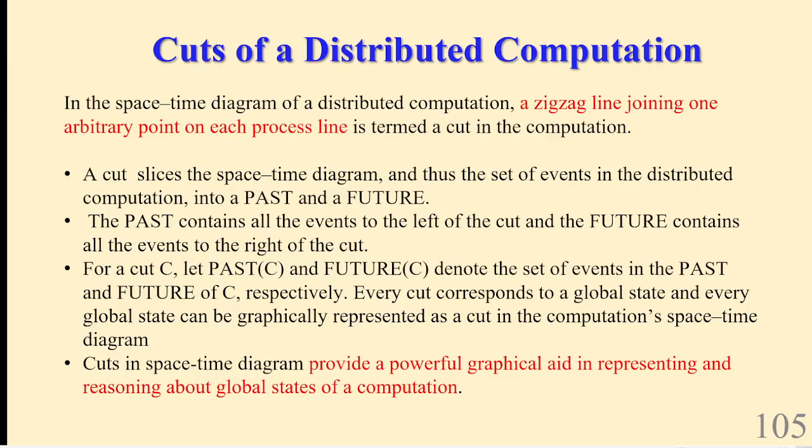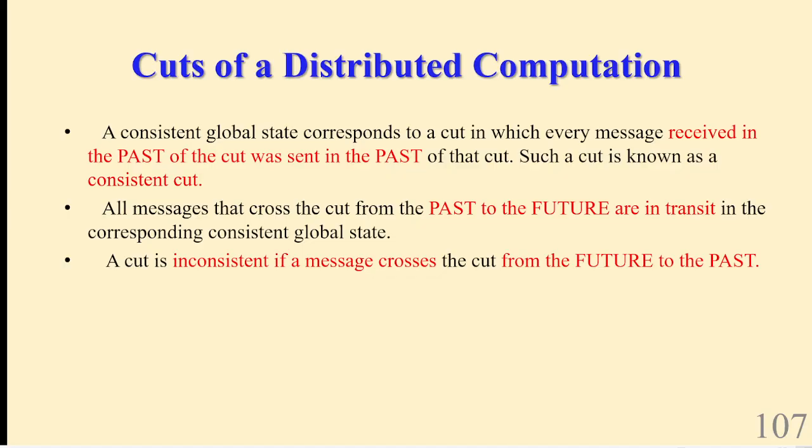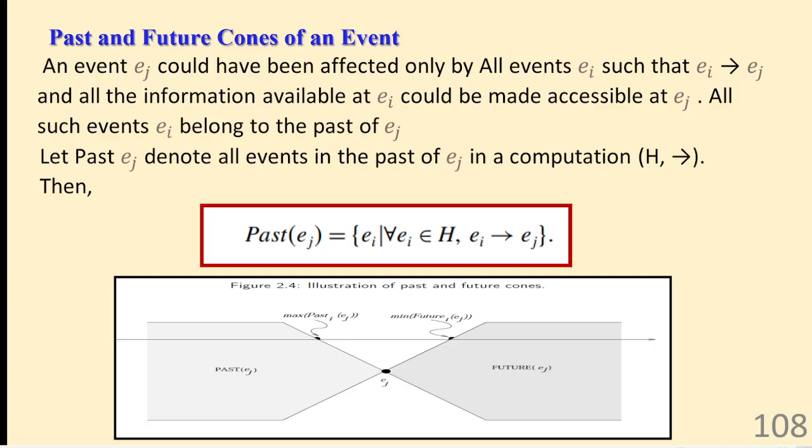That is what, here, they have explained it in detail. And why are we using cuts in a space-time diagram? Because it provides a powerful graphical aid in representing and reasoning about global states of a computation. And this is about consistent and inconsistent cuts, which we have discussed. Then we have past and future cones of an event. We'll explain that with an example.